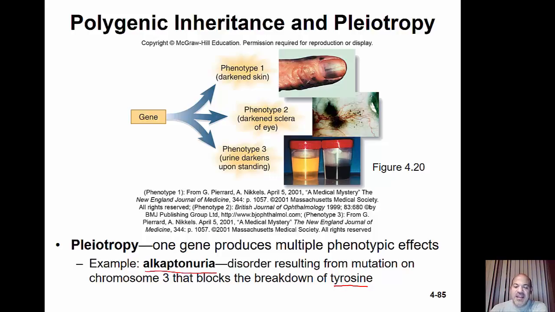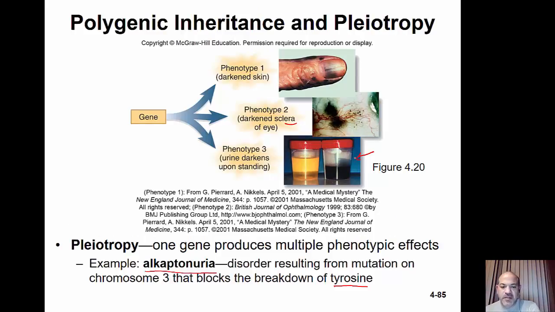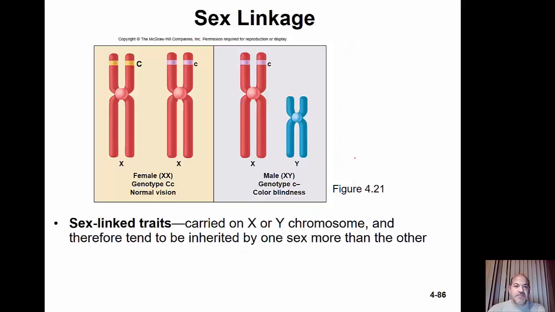So it stays there, and then that particular compound starts combining with some of the collagen fibers and connective tissues and so on, and then it reacts with oxygen and produces a blue color. And so you'll get darkened skin, you'll get darkened whites of the eyes, or the sclera, and your urine, because this compound will come out in your urine, and again, when it's exposed to oxygen, it'll turn this dark color, which is kind of weird and crazy. So that's an example of pleiotropy, where you see all of these different effects as a result of one gene.